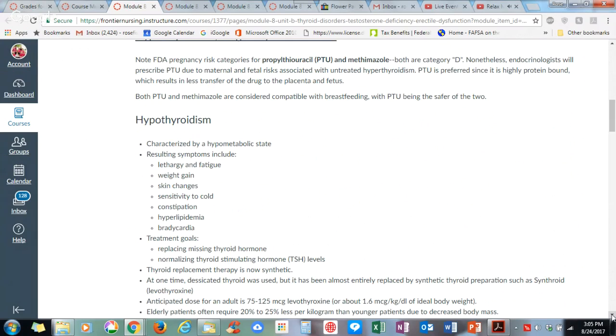Both propylthiouracil and methimazole are considered compatible with breastfeeding, with propylthiouracil being the safer of the two.